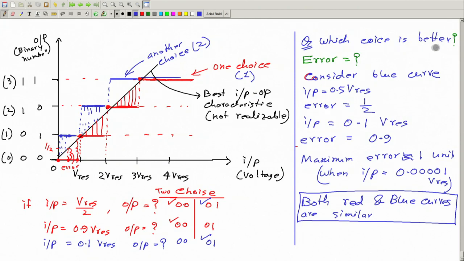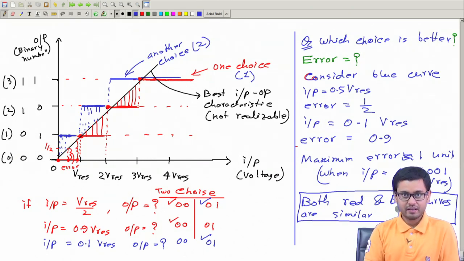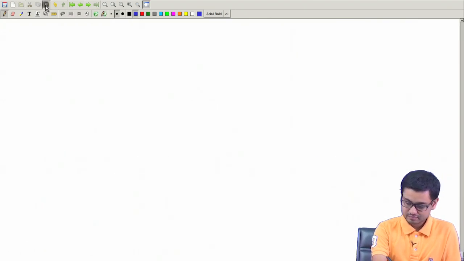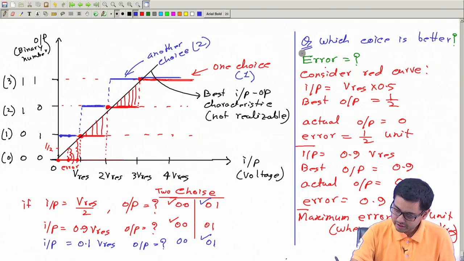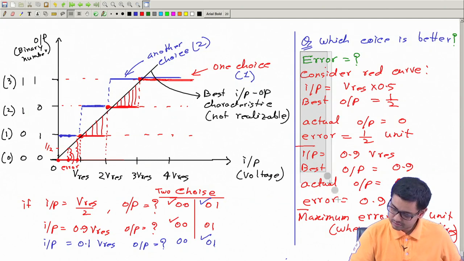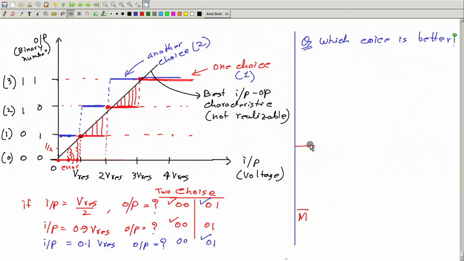So, both these curves are similar. We ask the question which choice is better, but we see both are similar. Now, I am going to give you another choice, choice 3, which I will say is better than both of these, and which is going to be the best choice. So, the best choice will be this.